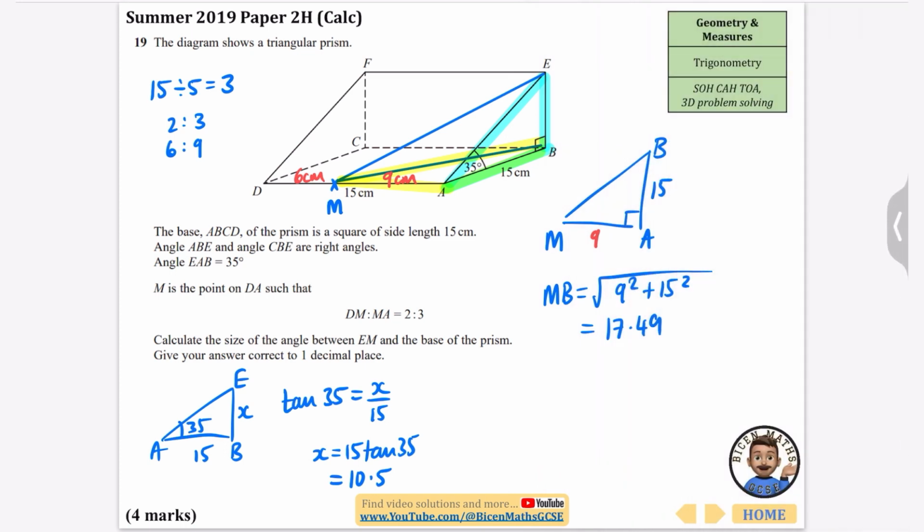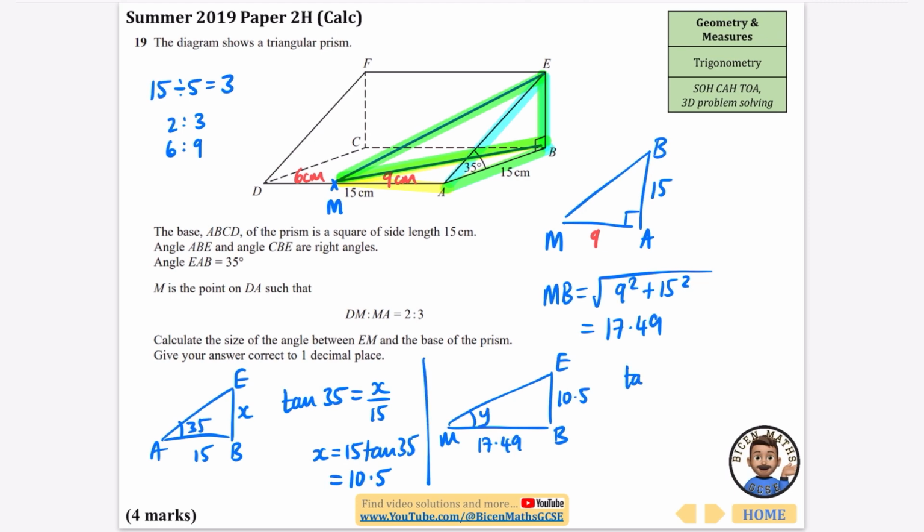So now I'm going to do, in my final colour, the triangle that we have here, because I now know all of the lengths. So for that triangle that we've got, running along the bottom is MB, and MB we worked out earlier on is 17.49, and then BE that we've just worked out is X, which is 10.5. So we're going to find the angle between EM and the base, which is going to be this angle, which I'm going to call Y.